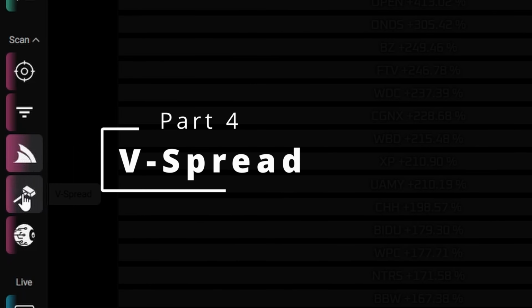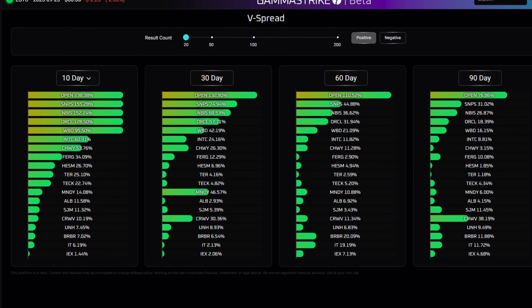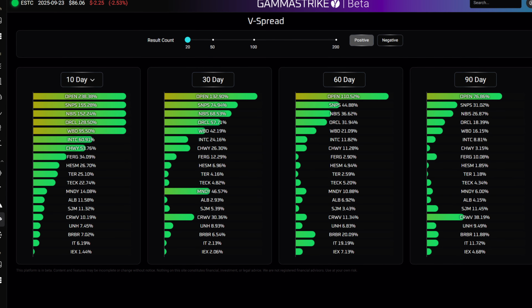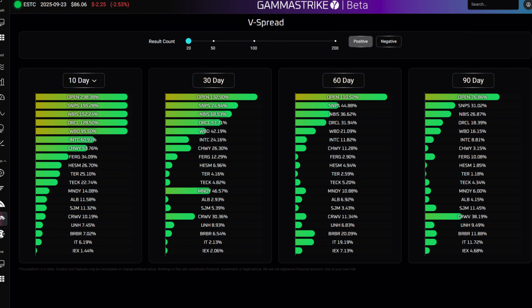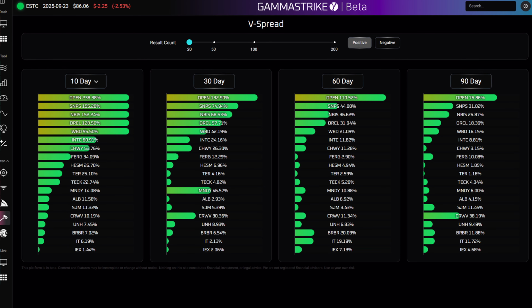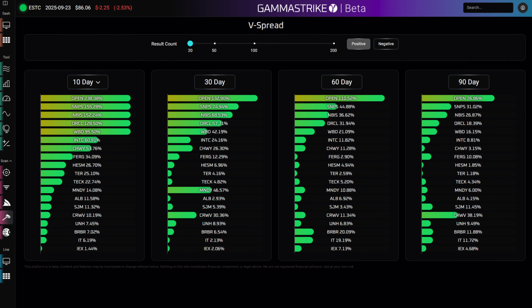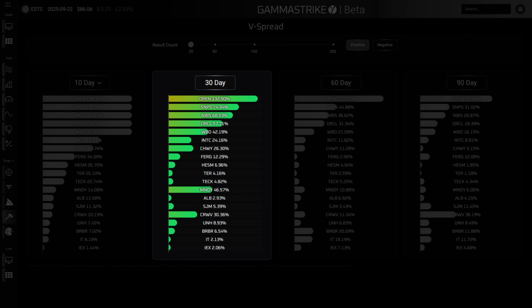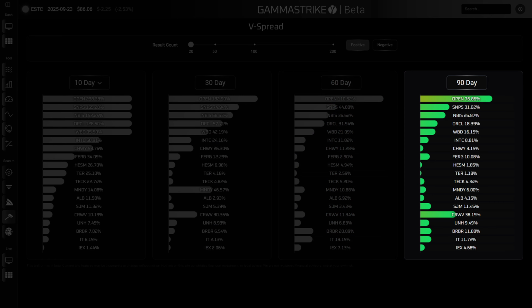The V-spread, or volatility spread scanner, is meant to help with volatility trading. Here we display stocks ranked by the difference between their implied volatility, or IV, and their realized volatility, or HV, at 10 days, 30 days, 60 days, and 90 days.